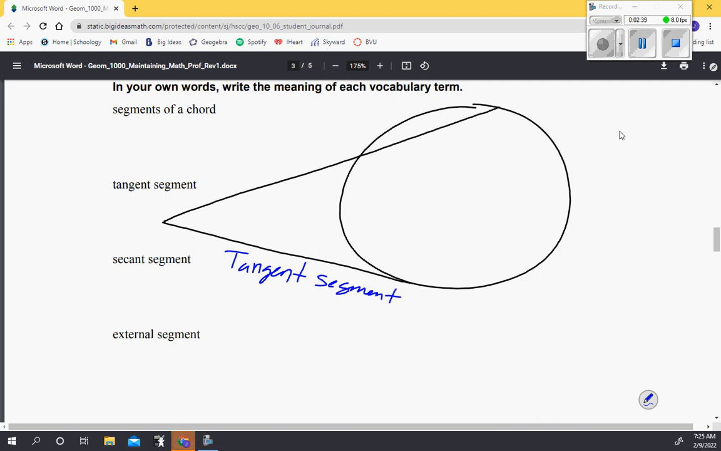We talked about tangents of the circle. It's where it intersects just at one point on that circle. That's my tangent segment. We also talked about secants. Secants are lines going through my circle. This right here is my secant segment. A secant goes through my circle, so that's how I remember secant is inside. And then my external segment is right here.